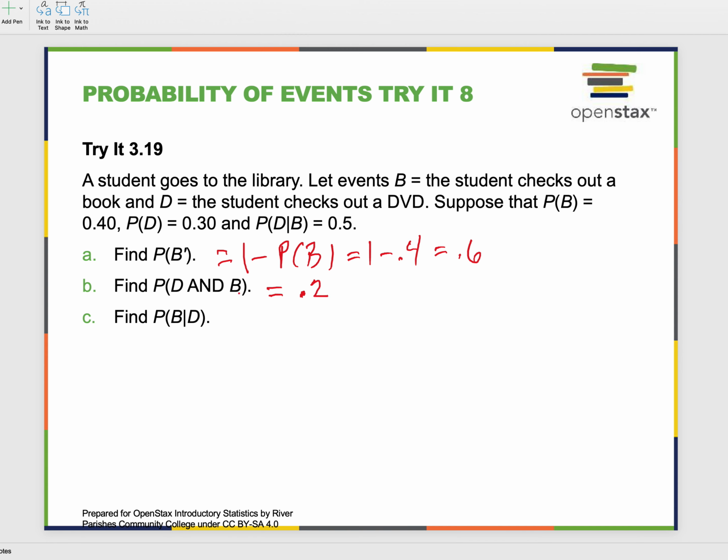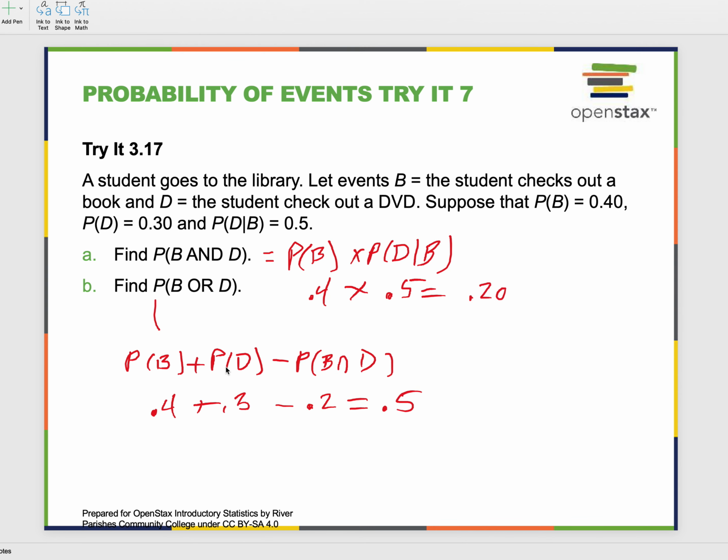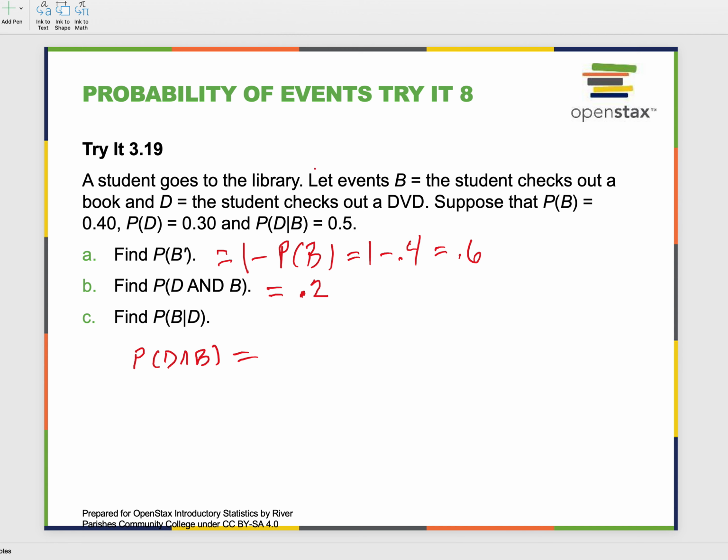What's the probability of B given D? We had D given B. Now we're looking at B given D. Well, another way of looking at the probability of D and B, what we used last time was the probability of B times the probability of D given B. Oh man, I didn't mean to do that. This is going to be a long lecture.